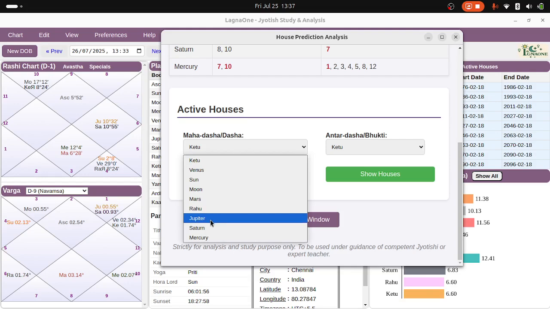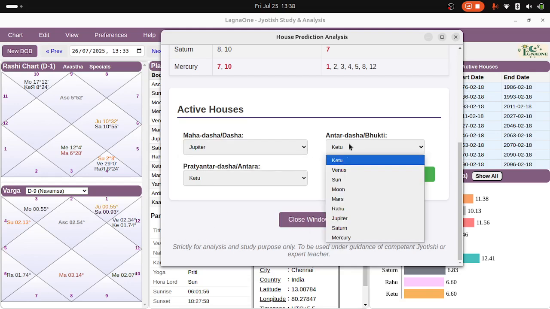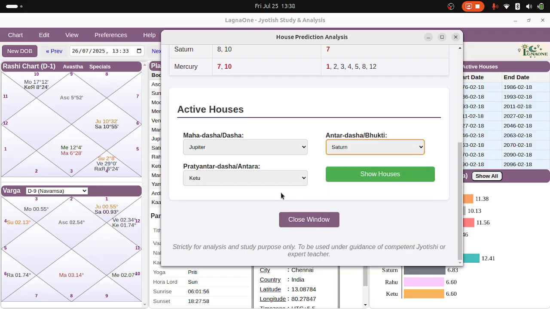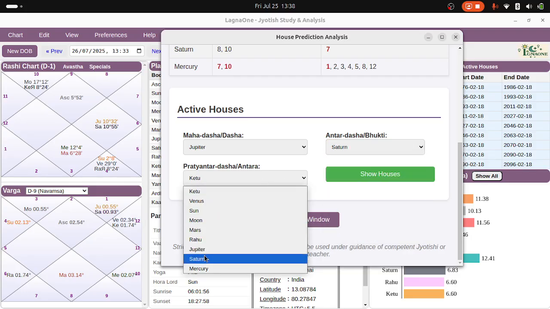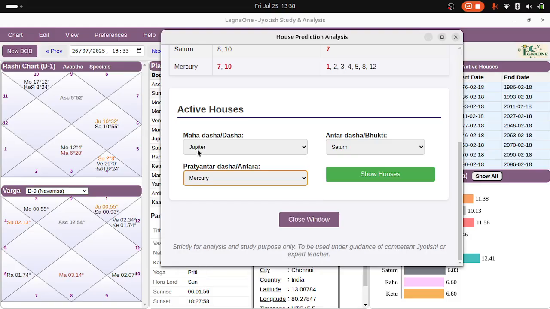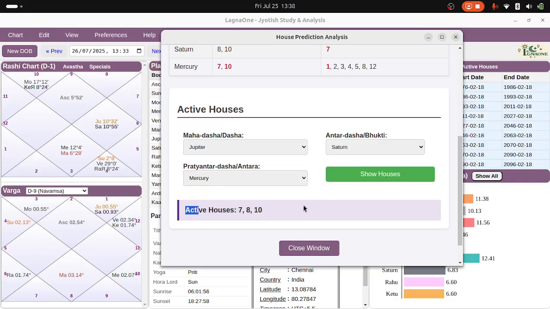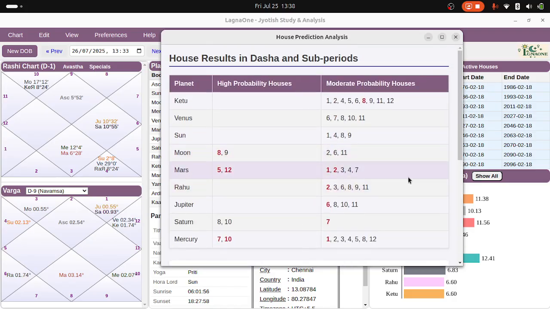Let's take Jupiter, Saturn, and Mercury, the ones we saw which give 10th house results. Jupiter in a moderate way, and Saturn and Mercury strong. Mercury is strongest. So click Show Houses. It shows you active houses when these three planets operate. It shows 7th, 8th, and 10th. The seventh house is also active, so relationship matters will also show up prominently here.